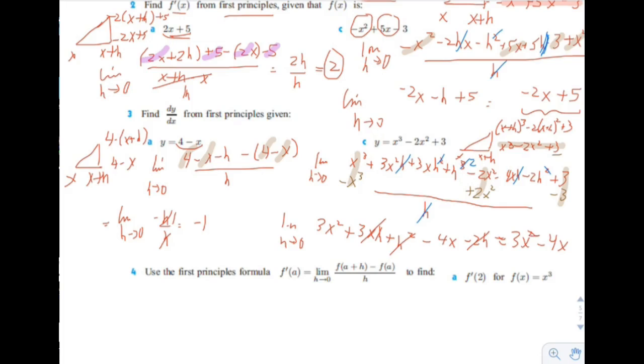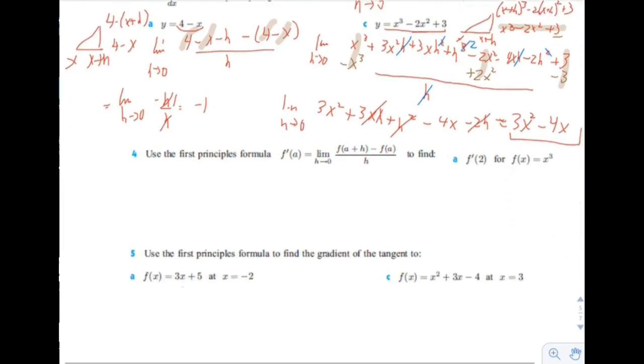And now we can compare this to our original function, which is this one. If we were going to take the derivative of this one, x cubed becomes 3x squared, that's right. Negative 2x squared becomes negative 2 times 2x to the first, which is negative 4x, that's right. And this just becomes 0. So we can see that doing it by first principles, we're still going to get the same thing as if we use the power rule.